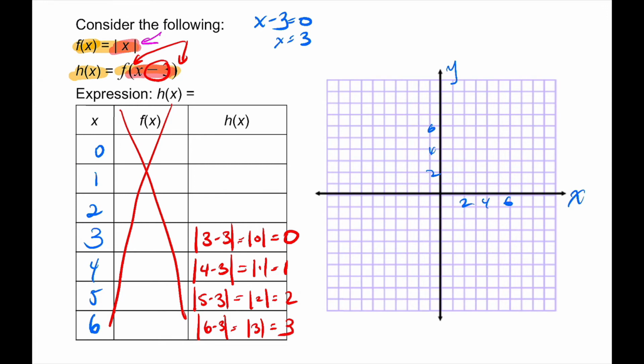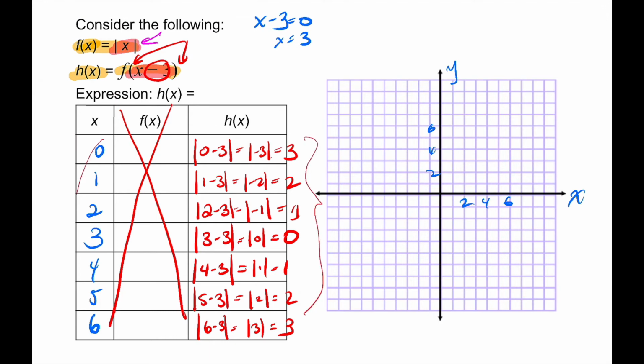So we'll do the other numbers on the other side. We get 2, so 2 minus 3. What's the absolute value of that? It's going to be the absolute value of negative 1, which is 1. And then we get 1 minus 3, which is negative 2, so the absolute value of negative 2 is 2. And finally, we want the absolute value of 0 minus 3, which is the absolute value of negative 3, which is 3.